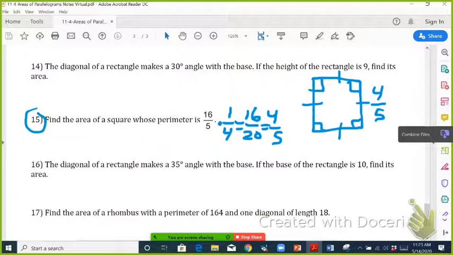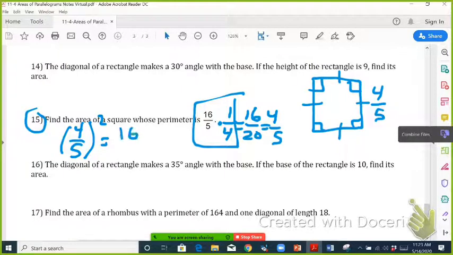Okay, in this problem we got to find the area of a square whose perimeter is 16/5. So what I did here is I multiplied it by 1/4 because all the sides are equal, so all 4 sides are equal. So when you divide 16/5 by 4, that becomes 16/20, which reduces to 4/5. So each side length is 4/5. To find the area of a square, we square the side lengths. When we square a fraction, we square the numerator and the denominator. And our area comes out to be 16/25 square units.